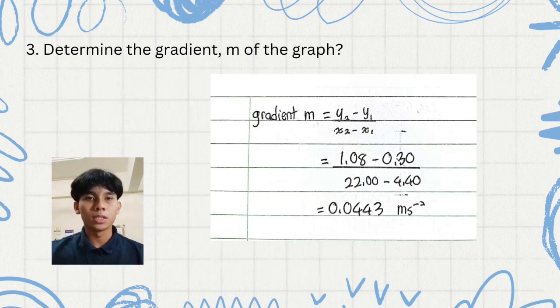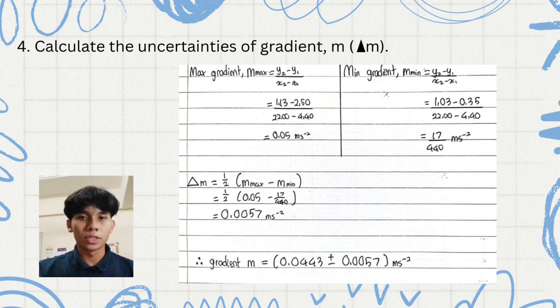For question number 3, determine the gradient of the graph. So, the gradient of the graph that we obtain is 0.0443. For question number 4, calculate the uncertainties of the gradient. For the max gradient, we got 0.05, and for the minimum gradient it is 70 over 440.